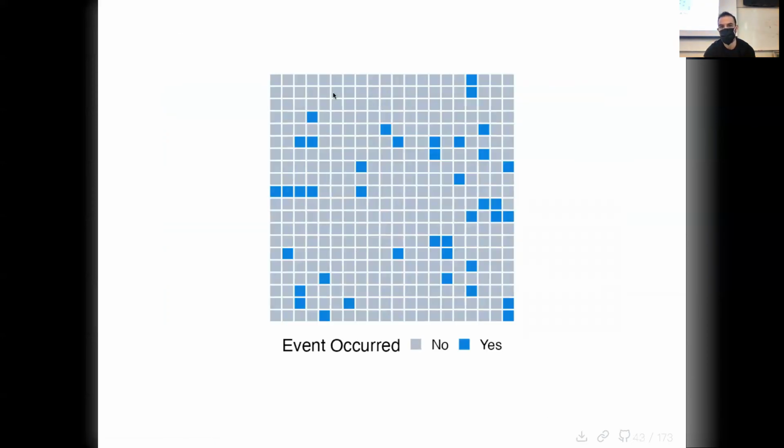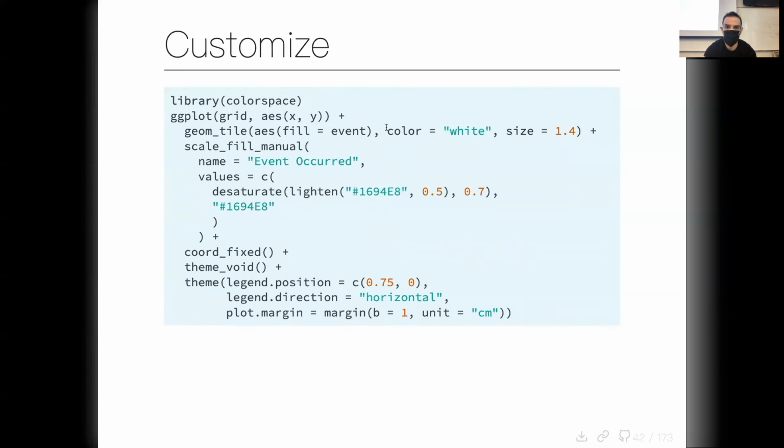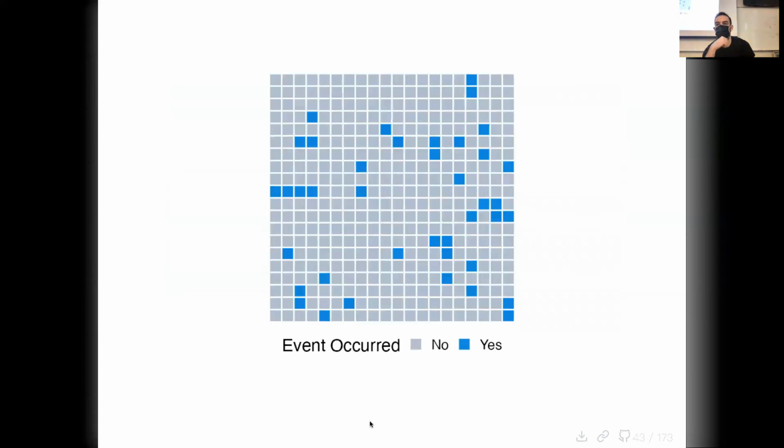So make it all of these lines white. Yeah, so that is color equals white right there. And then I got theme void in there too, which helps take all the other stuff out of it. Other questions?